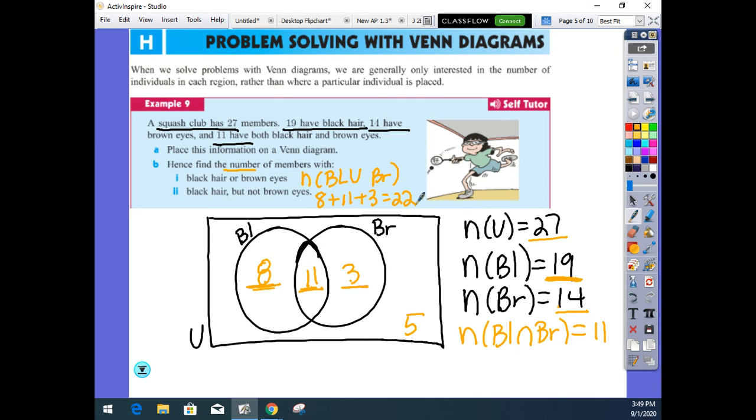is 22. Okay, for this one, this is the number of black, but not brown. So it's in the black circle, but not in the brown. So this is my black, but I have to discount my brown. So just 8. And that's example 9.